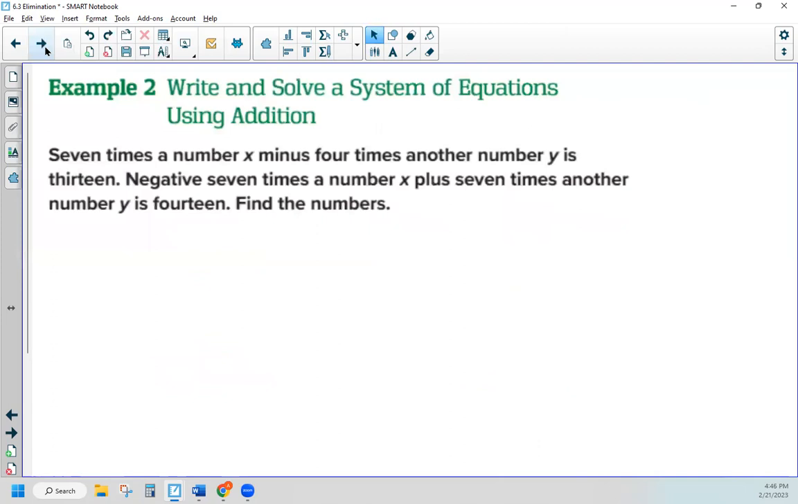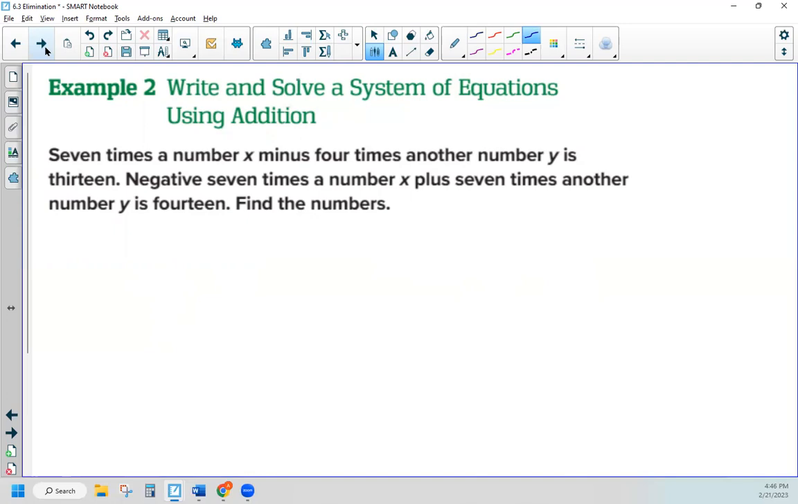All right. Example número 2. Write and solve a system of equations using addition. So same idea, but now we got words. All right. Here we go. 7 times a number, x, minus 4 times another number, y, is 13. So let's go ahead and start writing that one out.